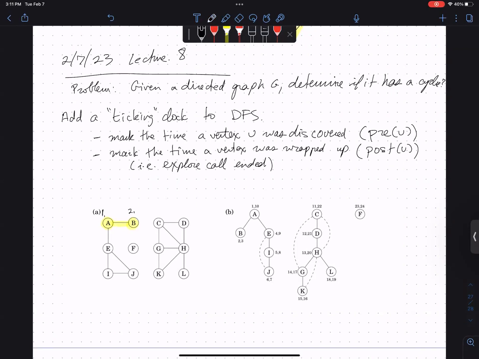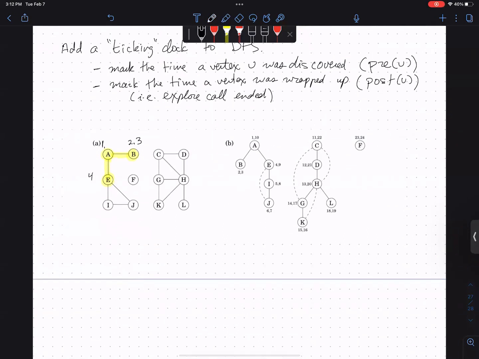Now at B, notice we don't make any recursive call. So we wrap up. Our explore call ends. The clock ticks and we put a three. The idea is that we never reuse a number. So once we put a number down, we add one to the current time. Okay, so we are done with B, we go back to A, but we're still exploring A, we're not done with it. We go to E, so we explore it. It's now time four.